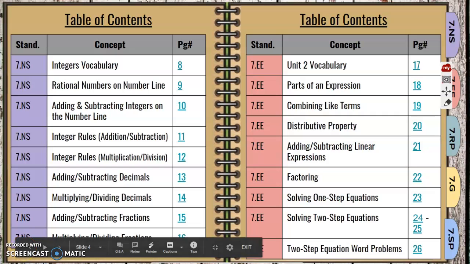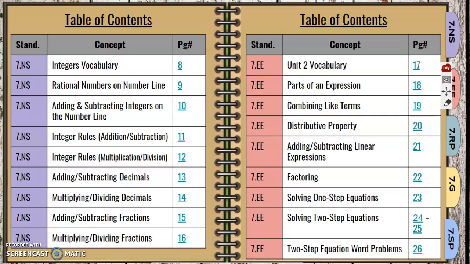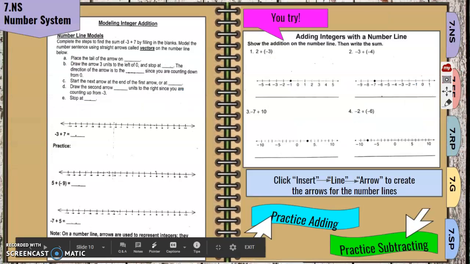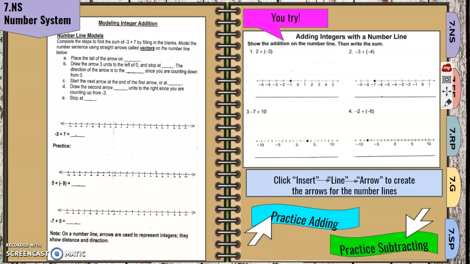Right, today we are going to be going over page 10, adding and subtracting integers on the number line. To model integer addition, you have a number line and you're going to complete the following steps to find the sum of -3 plus 7 by filling in the blanks. Model the number sentence using straight arrows called vectors on the number line below.